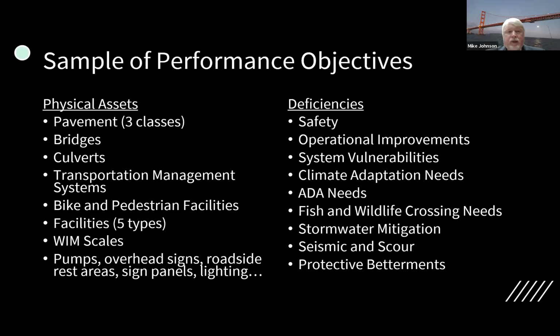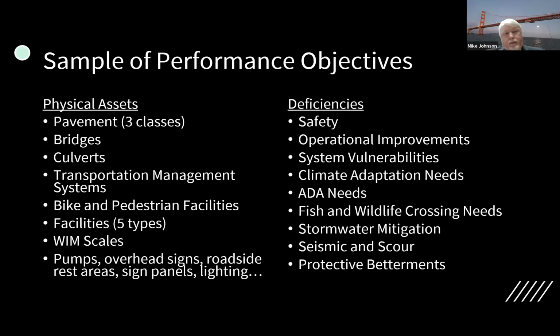So we have a lot of buildings that are part of our asset management decision making, things like weigh in motion scales, and then a whole slew of other things that are smaller, more ancillary components of the highway system, like drainage pumps, overhead signs, roadside rest areas, sign panels, lighting, and there's more.